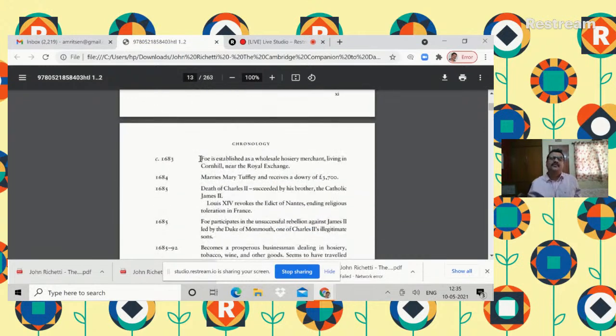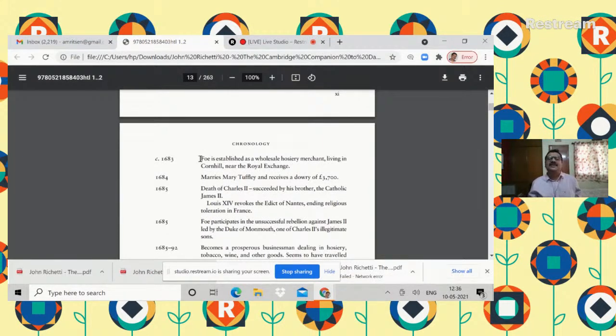Now, interestingly, Defoe, by 1683, is established as a hosiery merchant and lives near Cornhill in the Royal Exchange. So from his very young adulthood, Defoe is interested in trading, in commerce, in trying to build up his own trade empire, as it were. And therefore, he is continuously moving into new areas of attempting to do new trades.